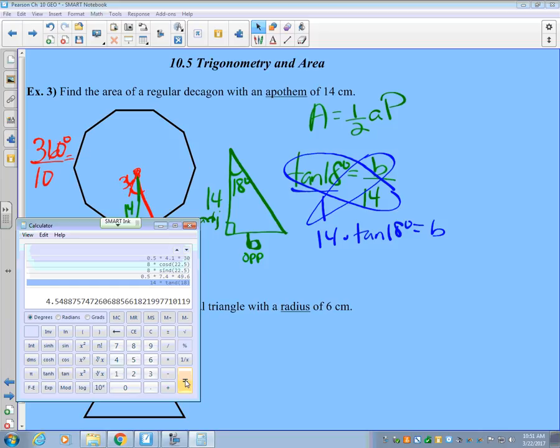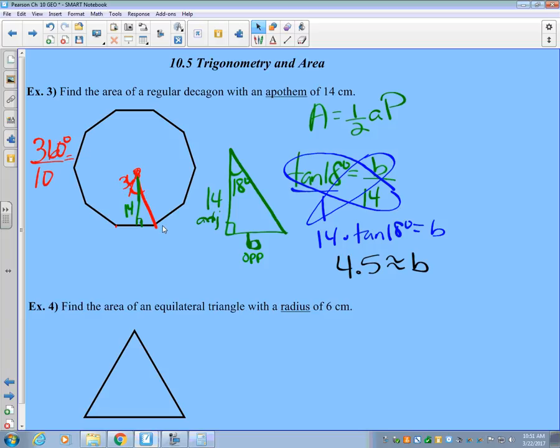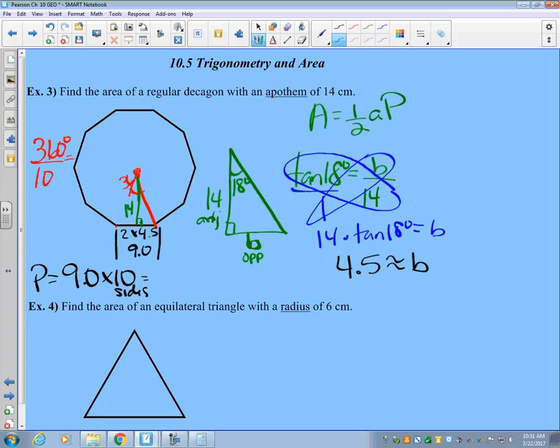Equals 4.5 if we're rounding to the nearest 10th. But remember, that is half of this side. So to make a whole side, we need to times it by 2. So that's about equal to 9.0. And easy math, 9 times 10 sides is equal to 90 centimeters. So now we're ready for the formula.